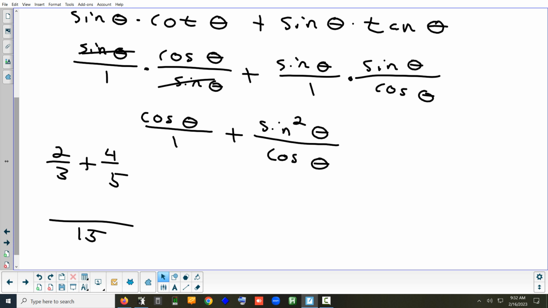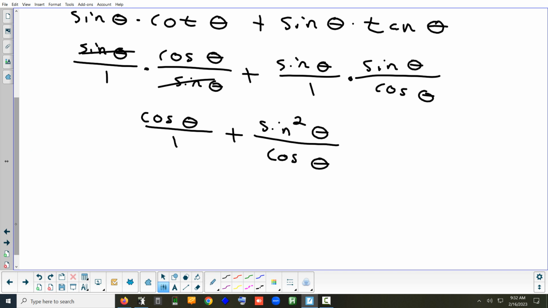So if you wanted to do that in this problem, and you wanted to make each denominator a 15, you'd have to multiply the top and the bottom of each fraction by the other denominator. So like here, I multiply top and bottom by 5. Here, I multiply top and bottom by 3. And that would give me a 15 in both denominators. And then I would have 10 plus 12, and I'd put that in the top. So let's do that same thing here.